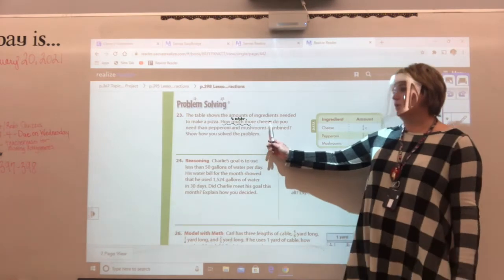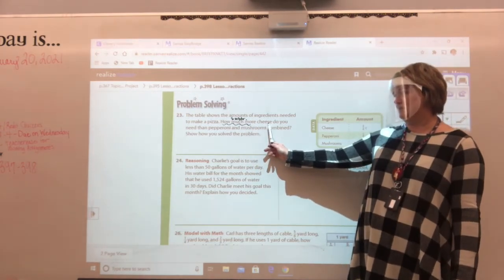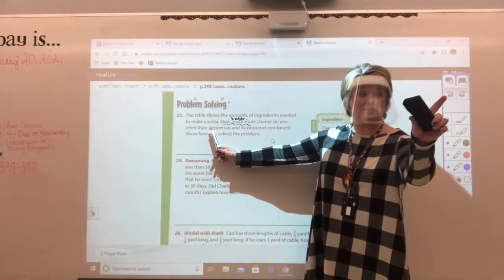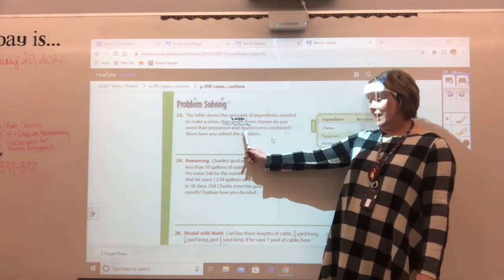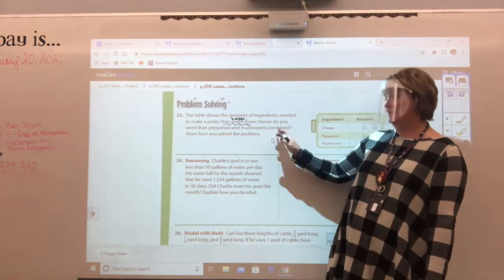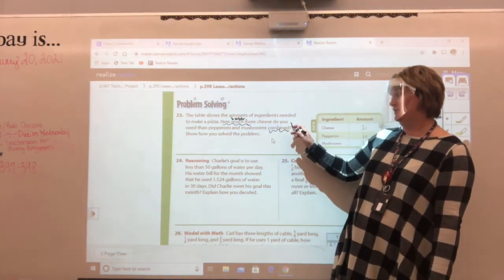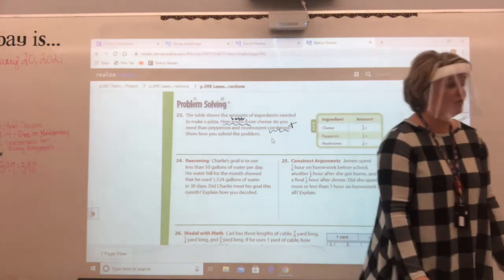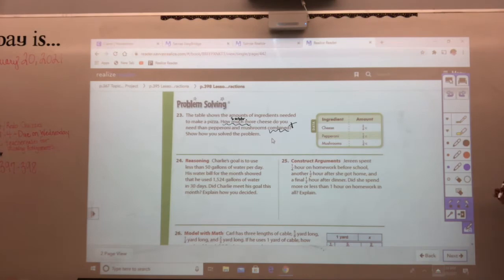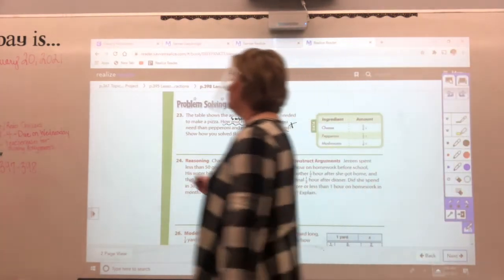Wonder what we're going to subtract. How much more cheese do you need then? Now this is going to get tricky, so I hope you're catching this. Pepperoni and mushrooms combined. Uh-oh, what does that word mean? What does combined mean to do? Add. So I'm putting a plus sign. So the first thing we have to do is combine the pepperoni and mushrooms. So Eric, tell me what to write.